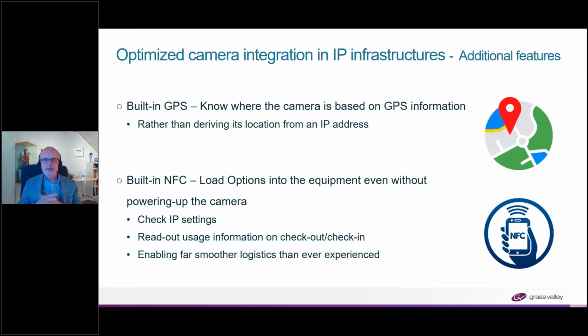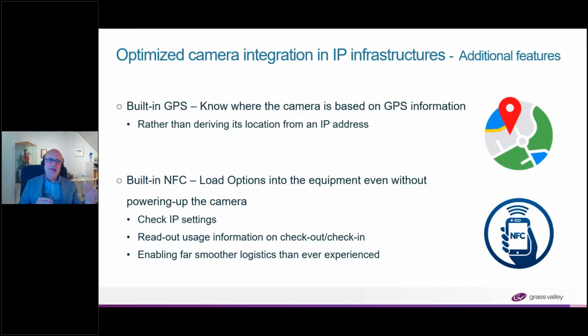But first of all, let's start with the camera. The LDX100 has a built-in GPS receiver built into the hand grip of the camera. Based on that information from the GPS receiver, the camera can tell its physical location to the IP network.